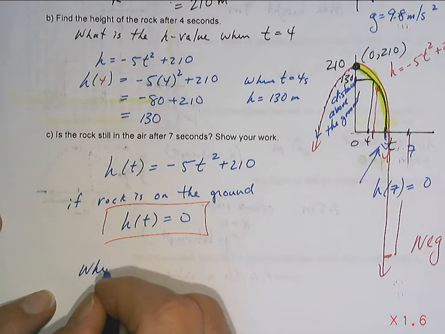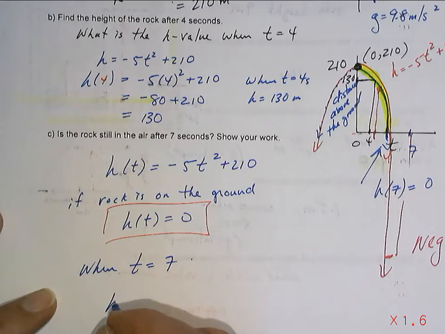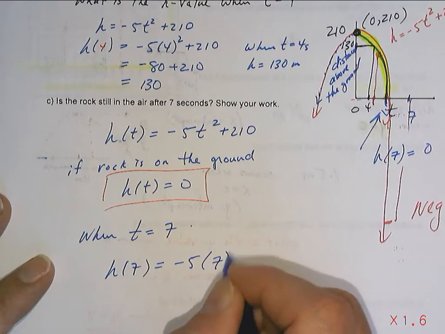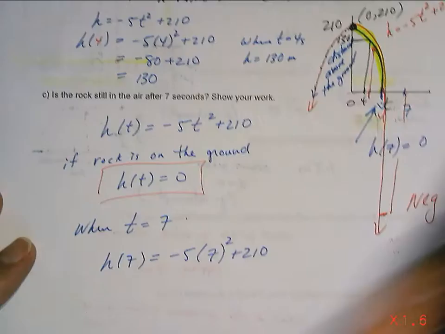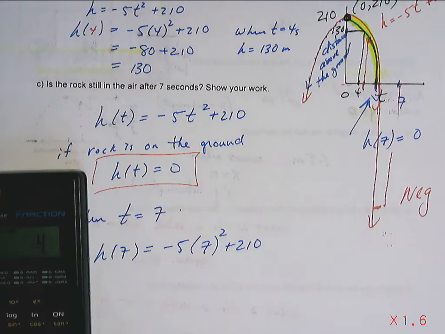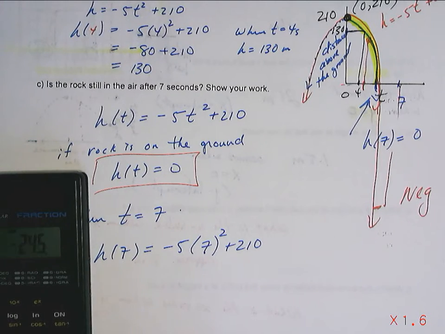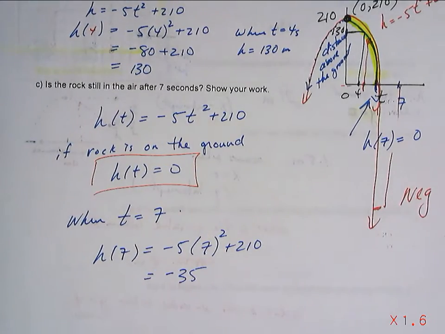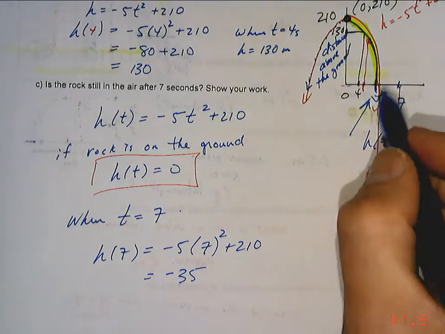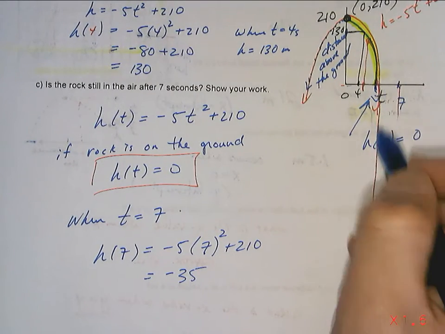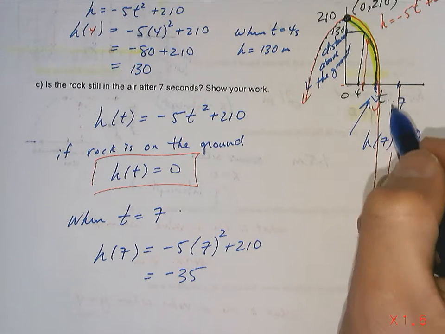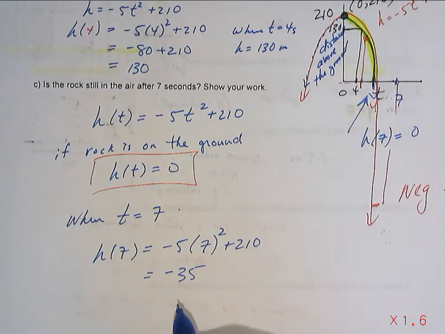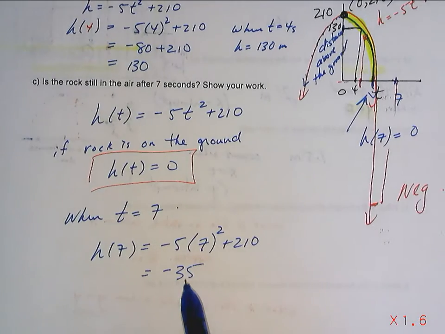So let's find out. When t equals 7, h of 7 equals negative 5 times 7 squared plus 210. You have to use order of operations, so 7 squared is 49. And we end up with a negative answer. Now it's impossible for the rock to go below ground level, unless there's a hole or another cliff or something. But we're assuming that this negative means the rock is on the ground and has been on the ground for a little bit of time.